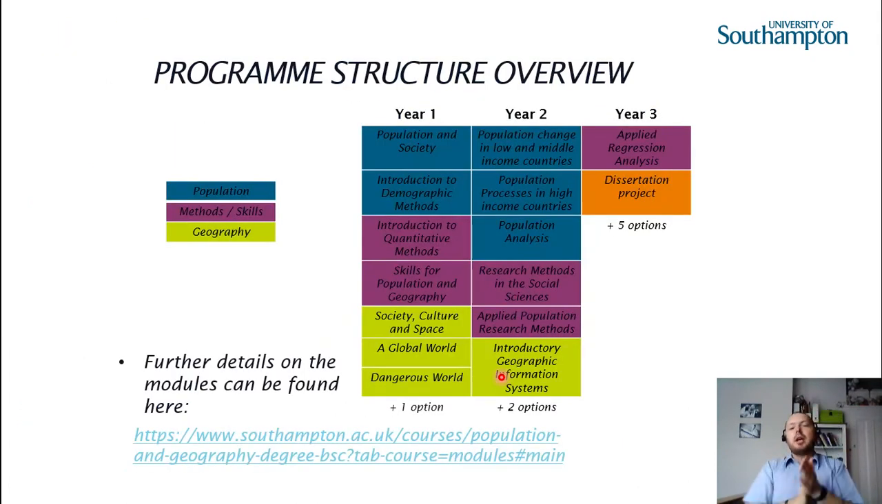So this gives you an idea of a typical programme structure on the BSc in Population and Geography. You'll see that it's modular in structure, and in each year you will do 8 modules, some of which are optional, some of which are core and compulsory. You can get much more information on these modules from this link down here, and I would urge you to go and have a look at some of these modules.